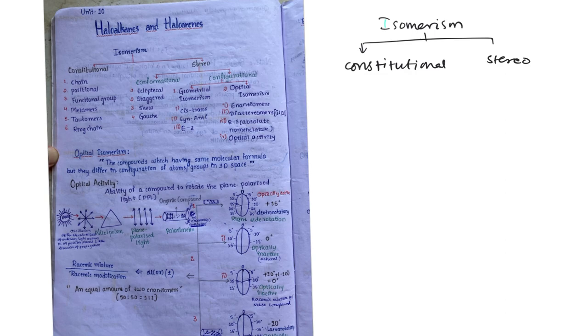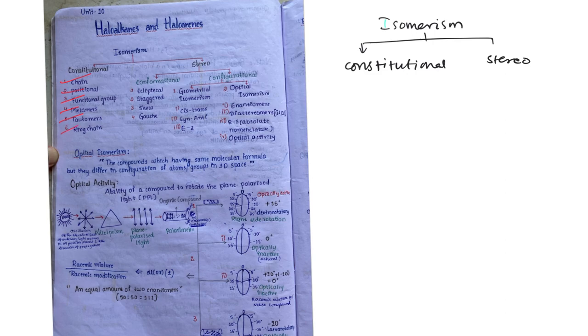So for isomers or isomerism, we have two types. One is constitutional or structural. The second one is stereo. In constitutional we have chain isomers, positional isomers, functional isomers, metamers, tautomers, and ring-chain isomers.